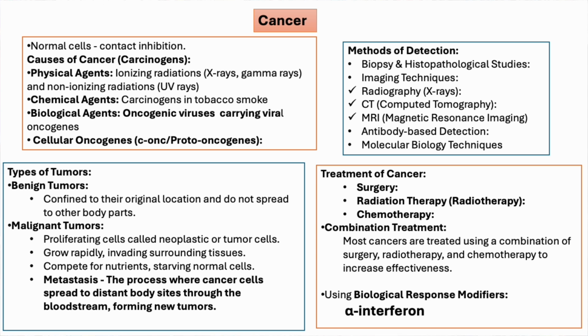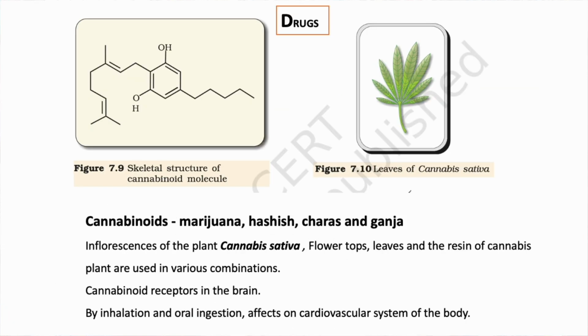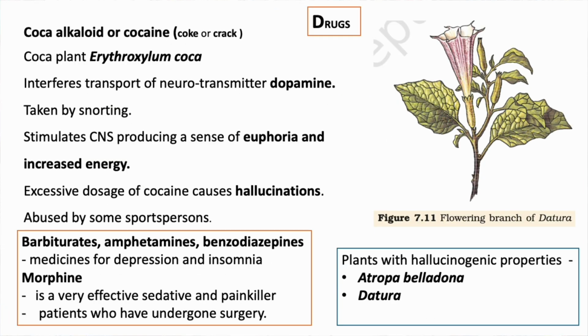On the screen you can see many highlighted terms. Learn all of them. After that, we learn different categories of drugs like opioids, cannabinoids, and cocaine alkaloids. Learn the scientific names of different sources which is mentioned in the textbook, effects of these drugs, and some drugs which have certain medicinal importance which are being mentioned in the books like barbiturates, amphetamines, and benzodiazepines.